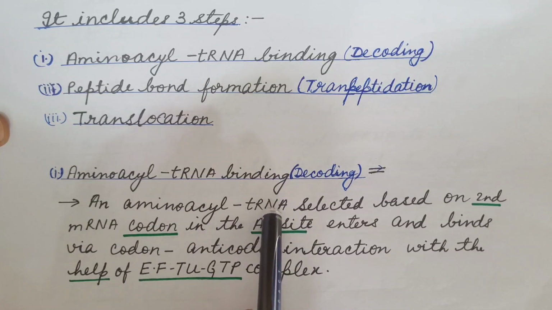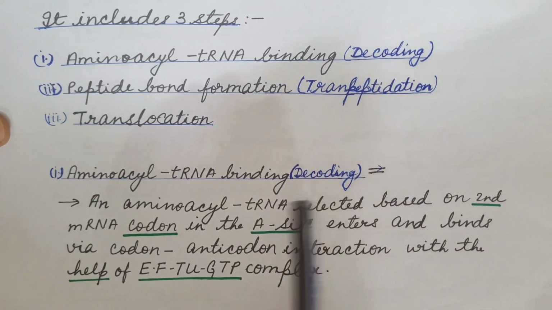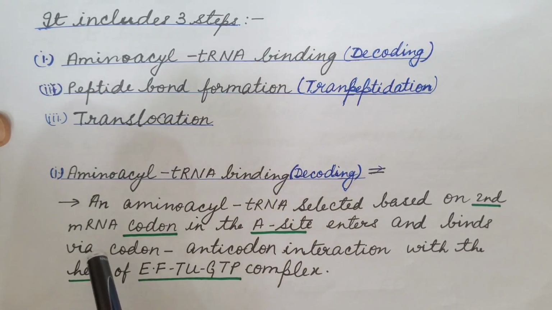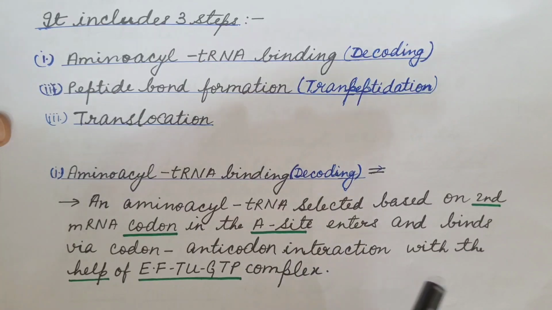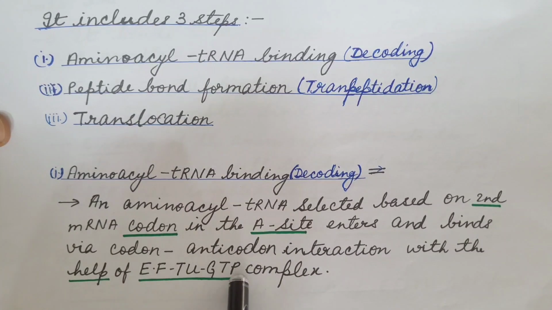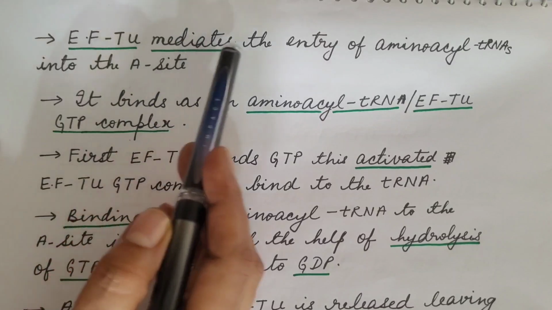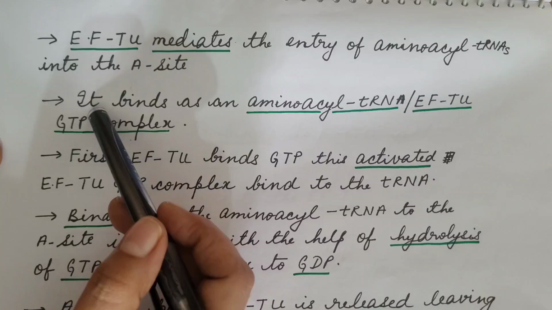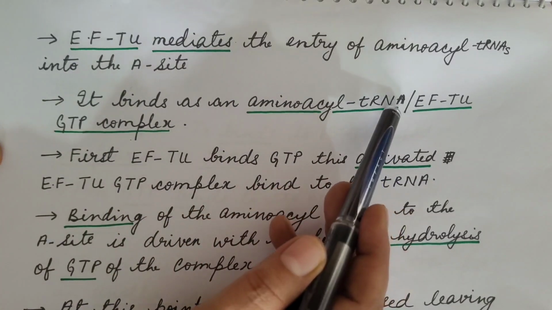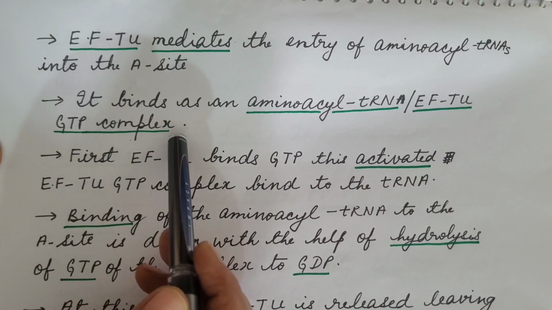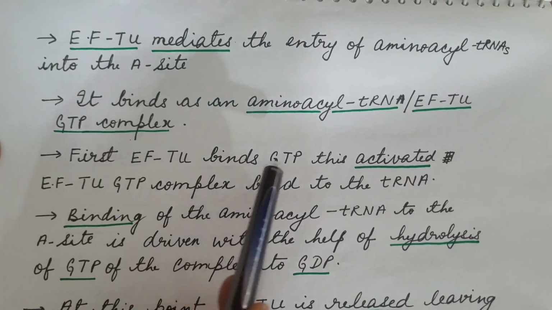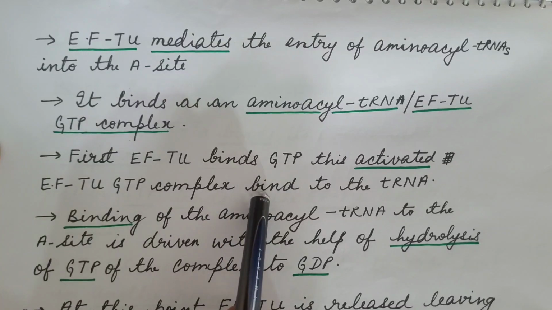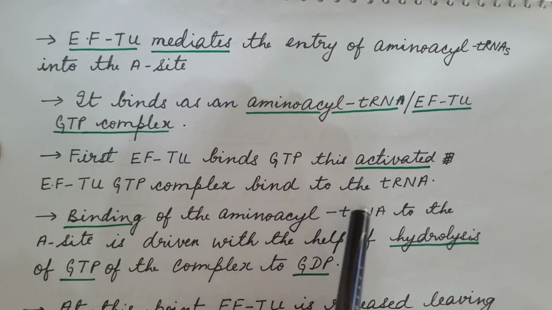An aminoacyl transfer RNA, selected based on the messenger RNA codon in the A site, enters and binds via codon-anticodon interaction with the help of the EFTU GTP complex. This EFTU mediates the entry of aminoacyl transfer RNAs into the A site. It binds as an aminoacyl transfer RNA EFTU GTP complex. First, EFTU binds GTP. This activated EFTU GTP complex binds to the transfer RNA, that is aminoacyl transfer RNA.